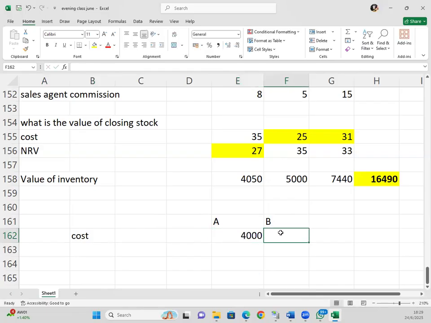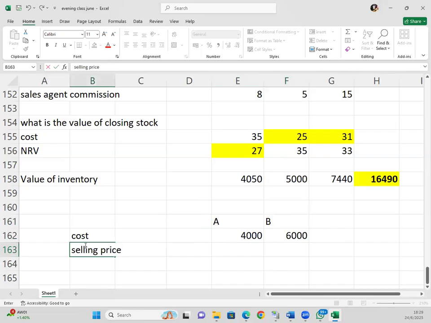$40,000, $60,000. Selling price, $4,200. Then we can move on to this one. We can say 6.5.